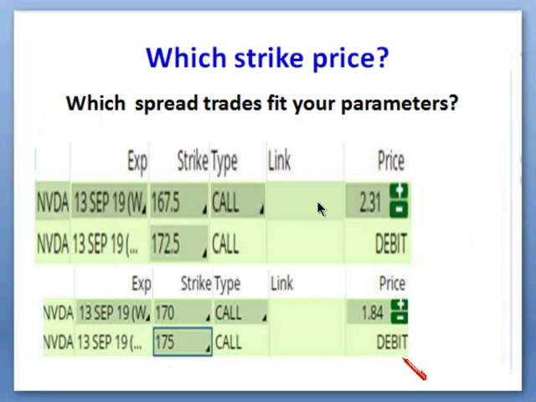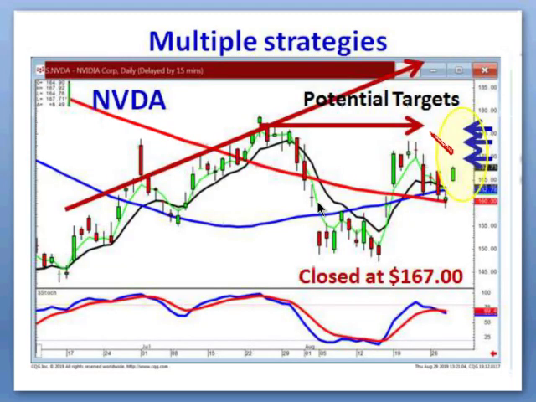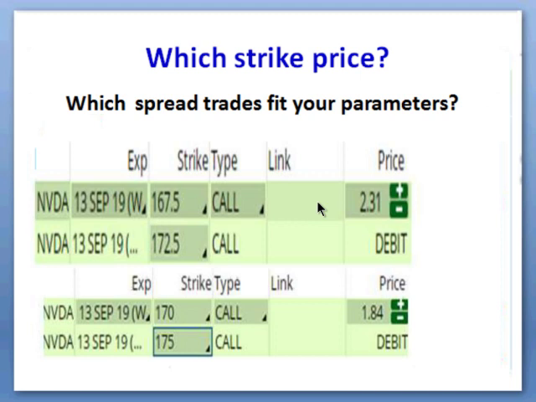Oh, I don't know. Again, this is just kind of a generalization that if this is 167, maybe 175 is up here. Is it viable that it could get there? Definitely. Now, what makes the most sense numbers-wise? Well, if I'm paying $1.84 for this to go to $5, that's a good rate of return. $2.31 to go to $5 is a little bit more conservative, but that doesn't fit into my risk-reward parameters.